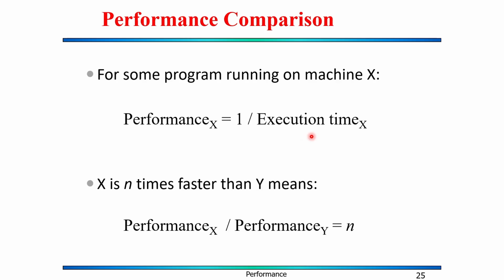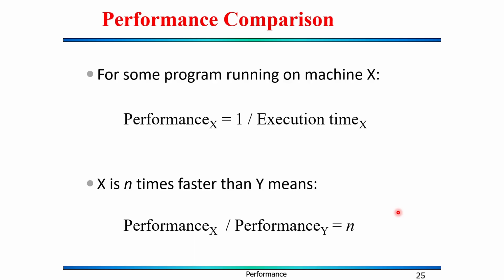This makes sense because a machine that finishes a program faster has high performance. If execution time is smaller, performance is larger. If the execution time is larger, then the performance is smaller. When we say machine X is n times faster than machine Y, we mean that the ratio of their performance equals n. So performance of X divided by performance of Y equals n.